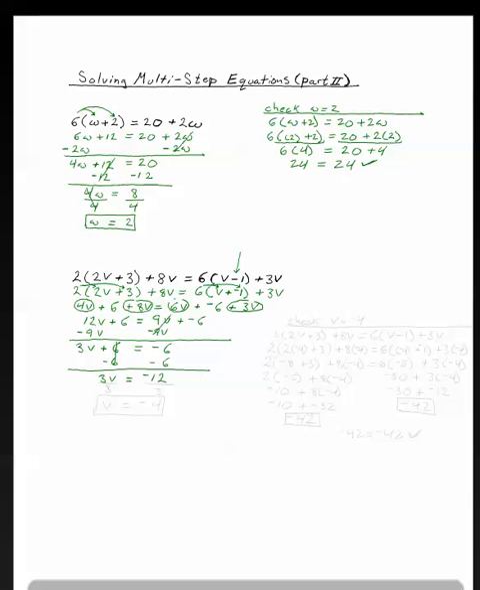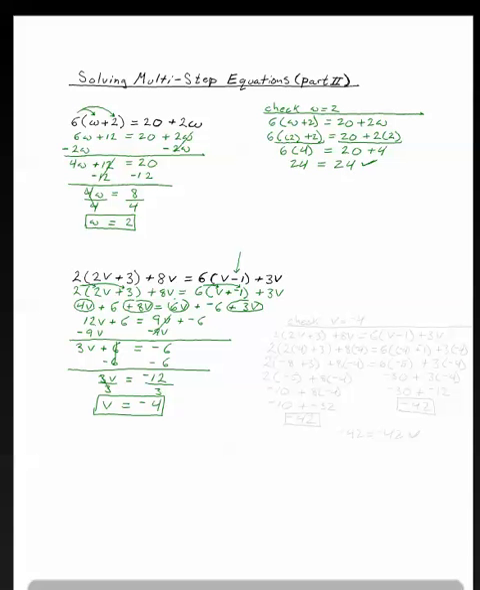Next step, we have 3 times v, so we want to get rid of the times 3, so we divide by 3. 3 divided by 3 is 1, and 1v is just v, equals negative 12 divided by 3. They're opposite signs, so we know we're going to get a negative, and 12 divided by 3 is 4. Alright, so our answer should be v equals negative 4.